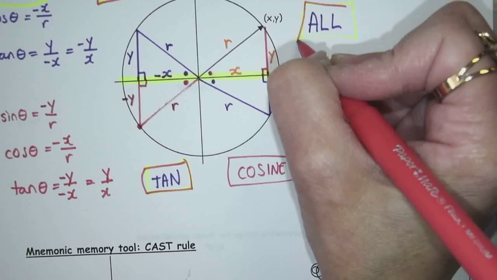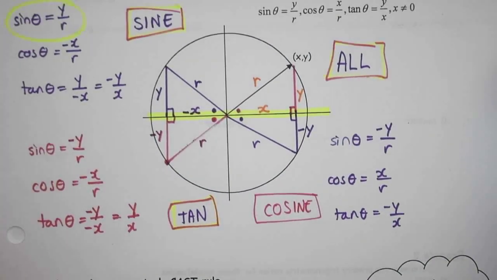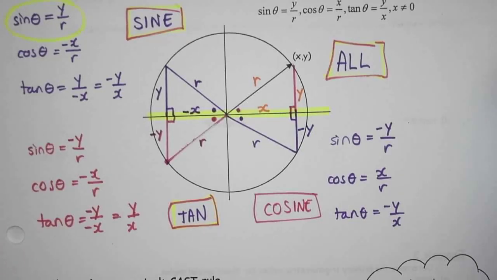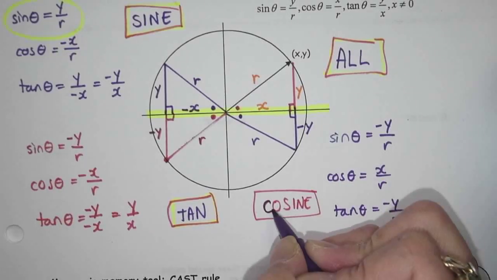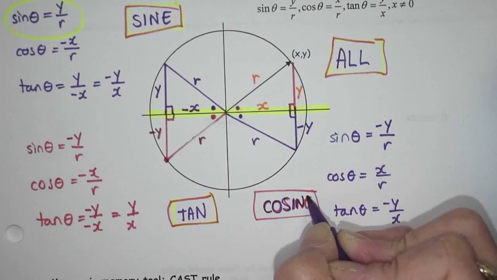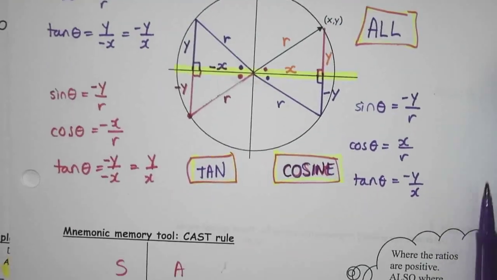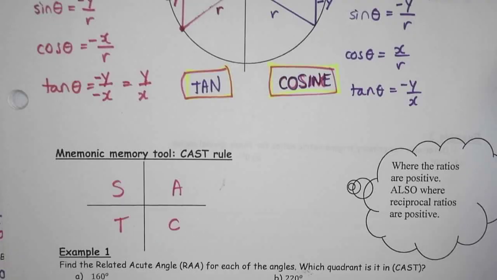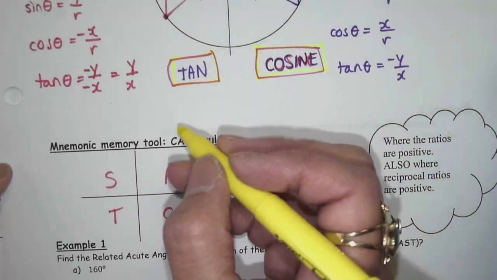Okay, so I've got all four quadrants. They came up with what's called a mnemonic memory tool, and they called this CAST. Sorry, I lost my color coding. Okay. They call it CAST. This short form, everyone knows it, and they call it the CAST rule.